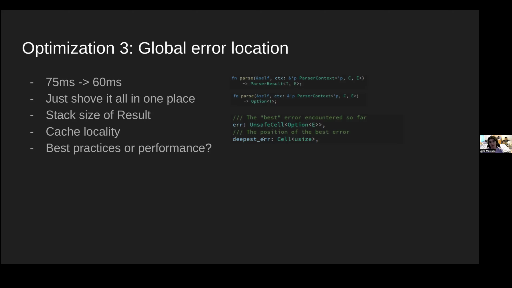Additionally, by storing everything in one place, rather than having a bunch of different errors that are generated and then returned from different locations, we can improve the cache locality, meaning that the error can just get cached in one place, and the CPU doesn't have to go looking for anything.